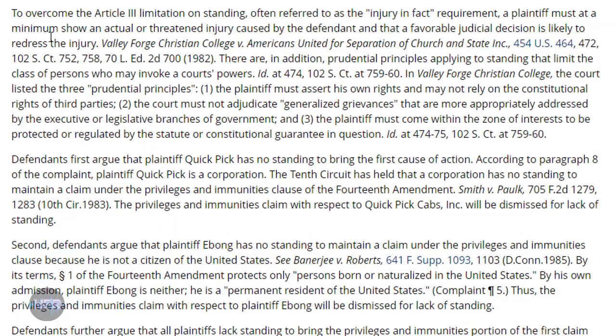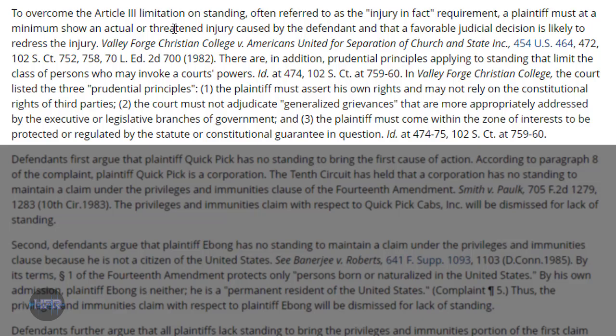an Article 3 court, where it says right here, to overcome the Article 3 limitation on standing, often referred to as the injury in fact requirement, a plaintiff must at a minimum show an actual or threatened injury caused by the defendant, and that a favorable judicial decision is likely to redress the injury. There are, in addition, prudential principles applying to standing that limit the class of persons who may invoke a court's powers. In Valley Forge Christian College, the court listed the three prudential principles.